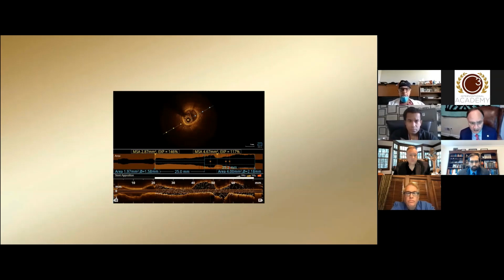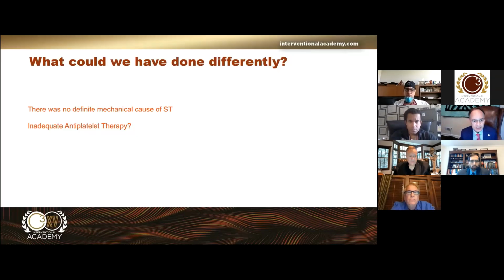This is a new stent apposition technique with the latest OCT software. Most of you are very familiar with this. You can see that the stent is all white. That means it's very well expanded, and there is no gross malapposition. So there was no definite mechanical cause of stent thrombosis in this patient. So why did this patient thrombose, and whether the patient had inadequate antiplatelet therapy?